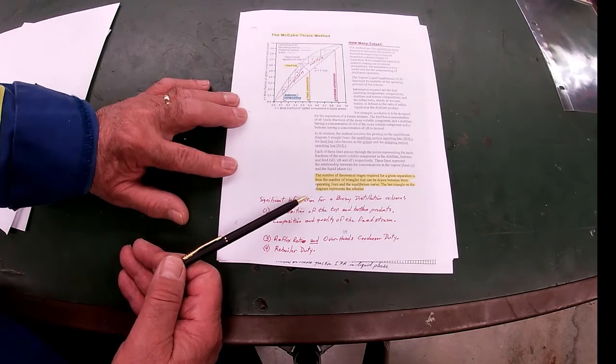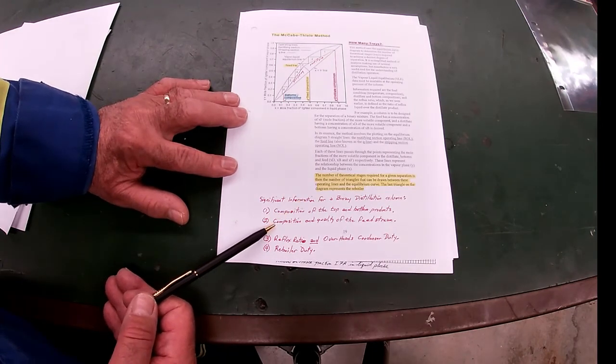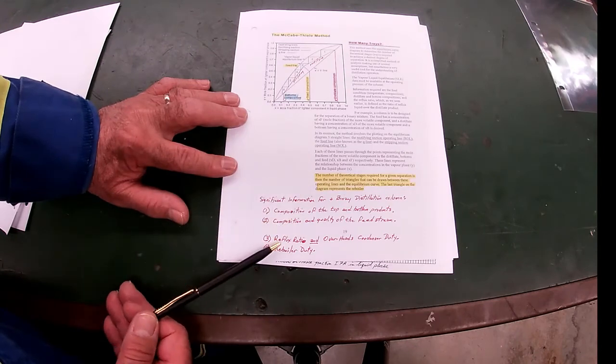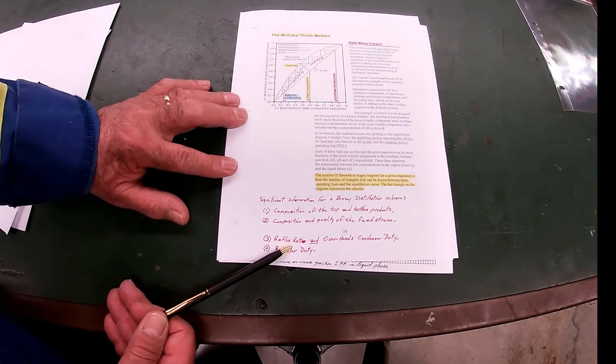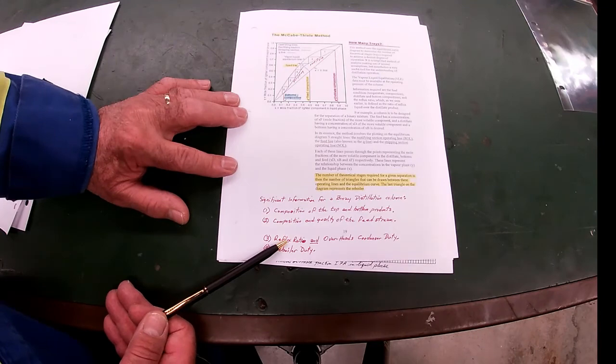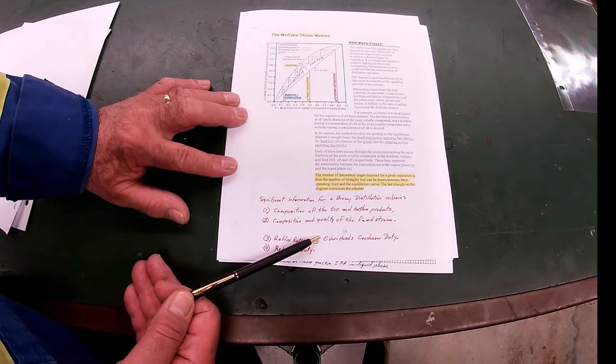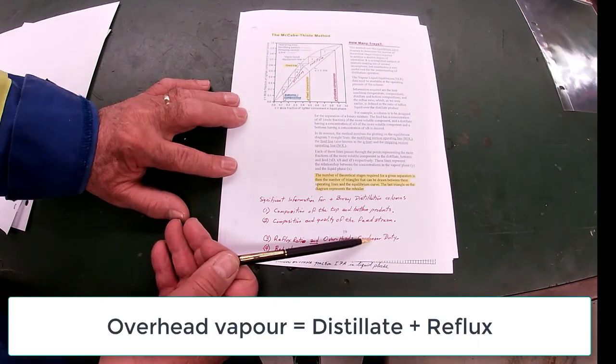You're going to get somewhere in between them. Composition of the quality of the feed that's going in, we need to know that. Then we need to know the reflux ratio. That is, how much reflux are we going to put back into the column compared to the amount of product that's coming out of the column. And the other thing it's going to tell us is overhead's condenser duty.